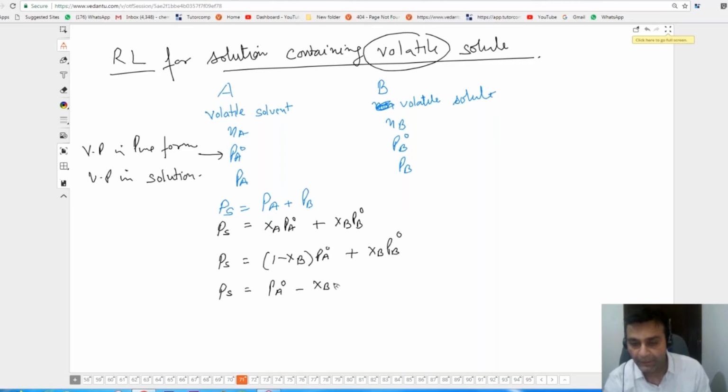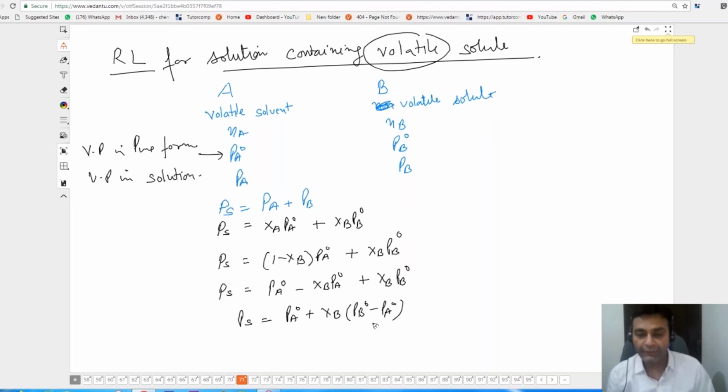Now it is XB into PA naught and mole fraction of B into PB naught. So PS is equal to PA naught plus, take mole fraction of B common, and now it is PB naught minus PA naught. Let me know if you have any doubt in any step.